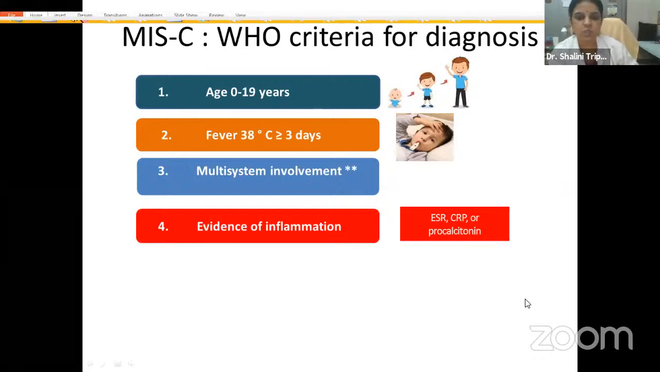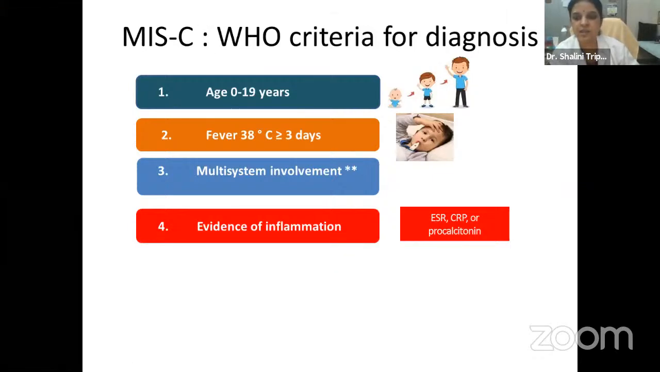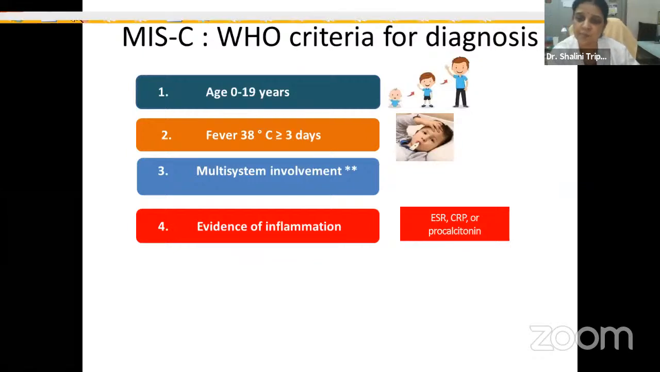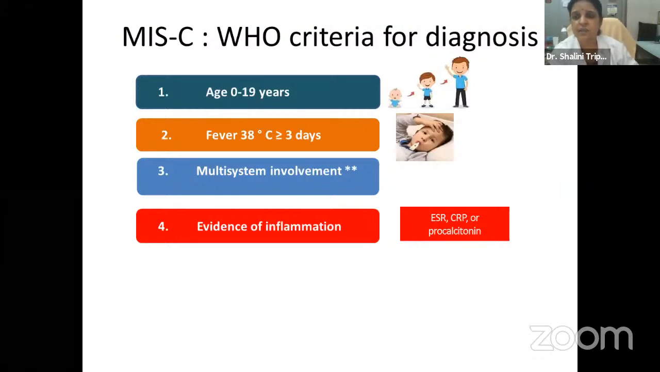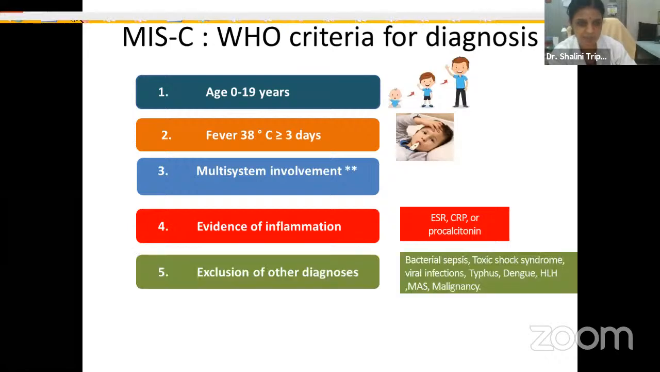Then there is evidence of inflammation: ESR, CRP, or procalcitonin. They are increased. So if procalcitonin is not available, that's no problem. But if ESR and CRP are both increased, it is very, very diagnostic of this condition.